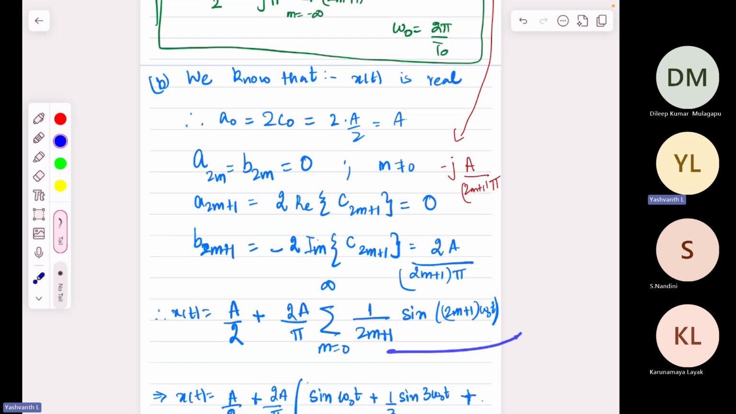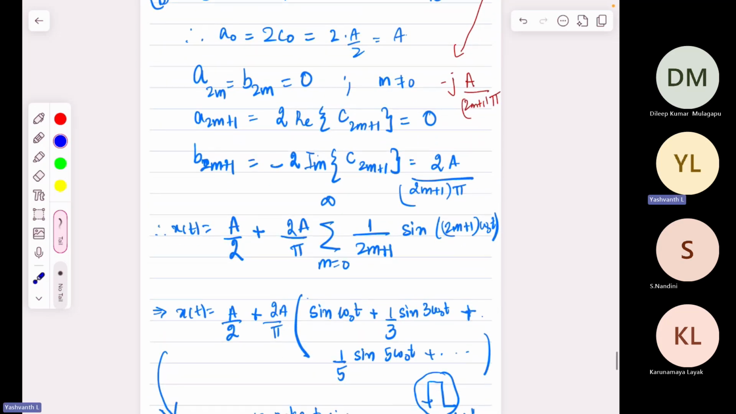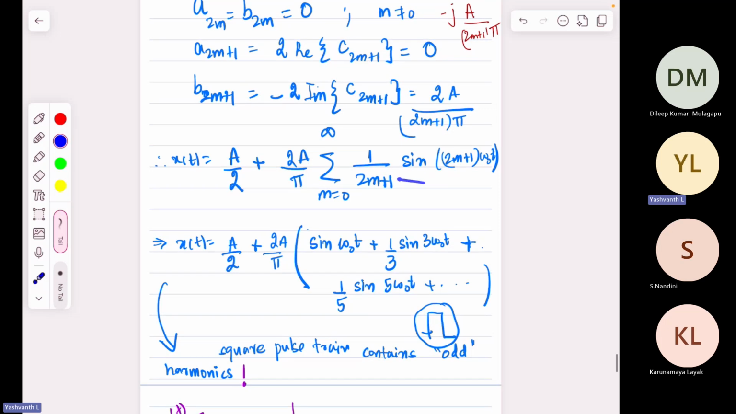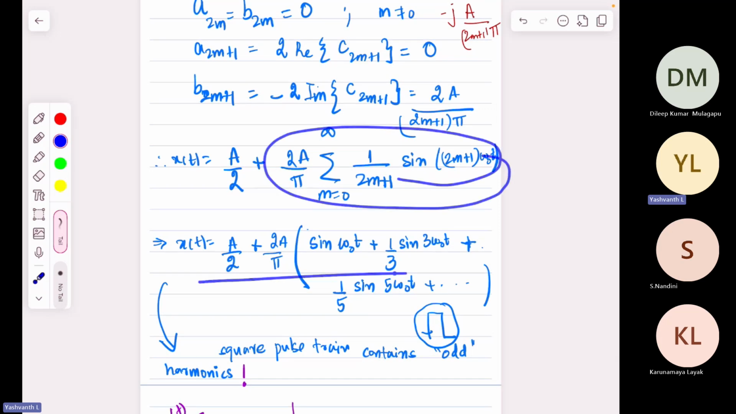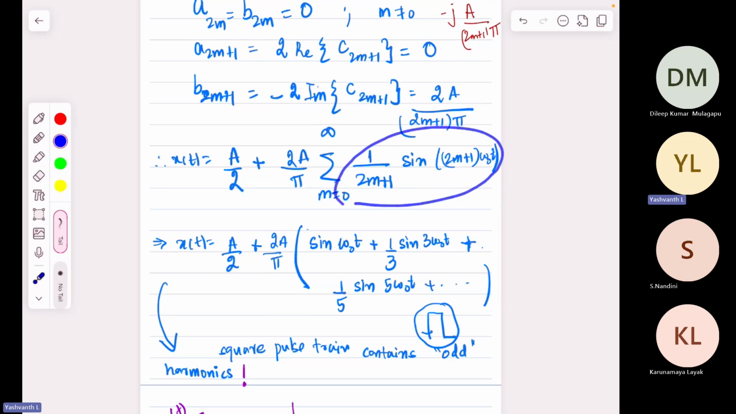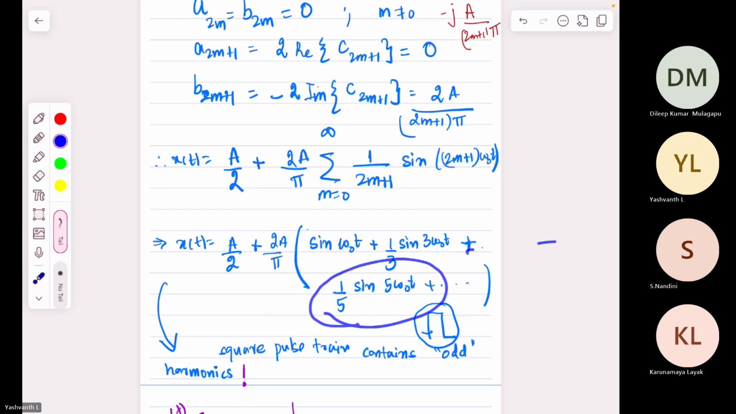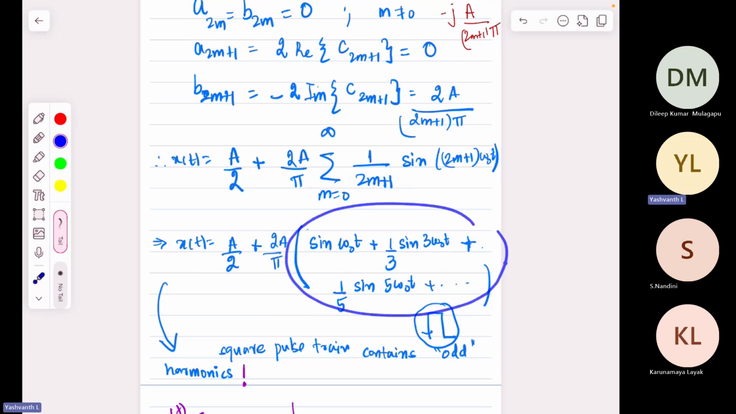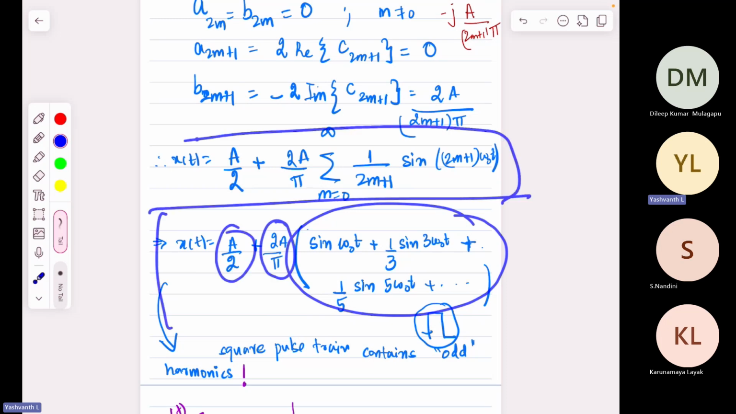Okay, so that is what I wrote here. If you want me to expand how the square wave looks like, basically this means sine omega naught t plus 1 by 3 sine 3 omega naught t and so on, plus 1 by 5 sine 5 omega naught t and so on. The whole is multiplied by 2a by pi, plus a by 2. This is the trigonometric Fourier series representation of your given x of t.